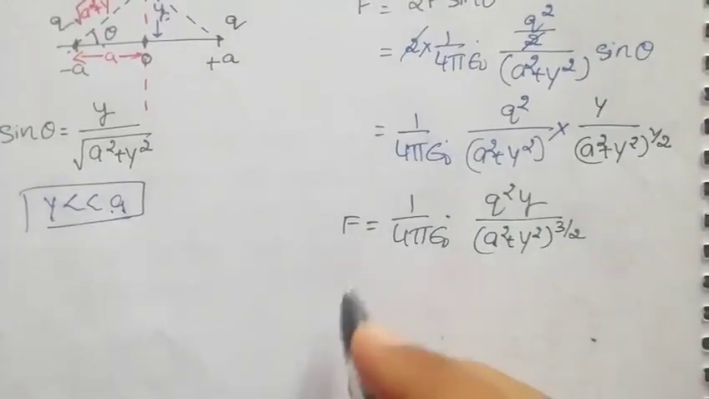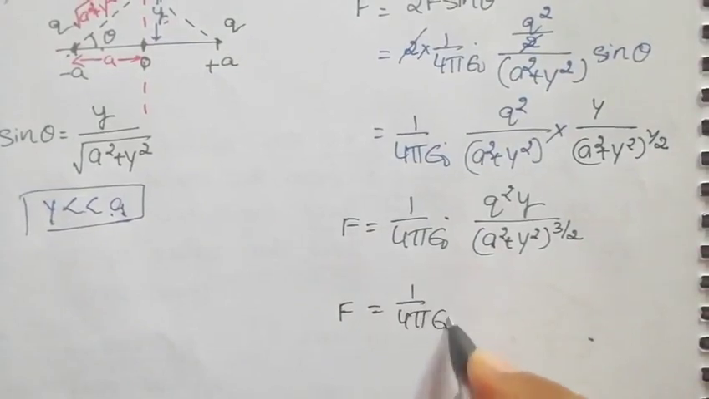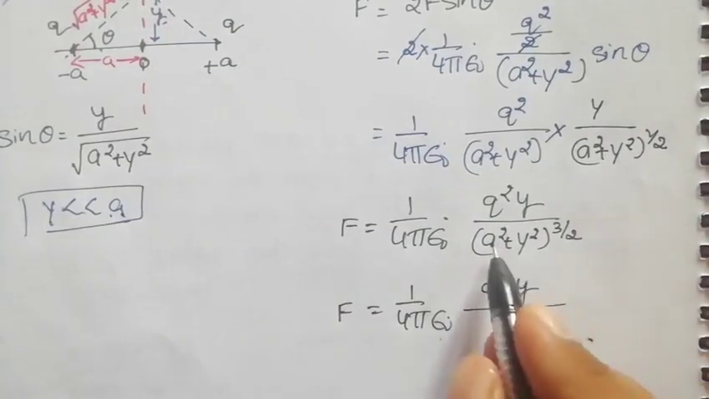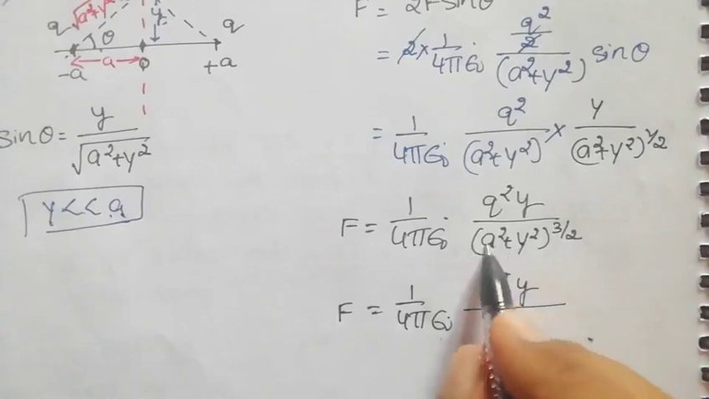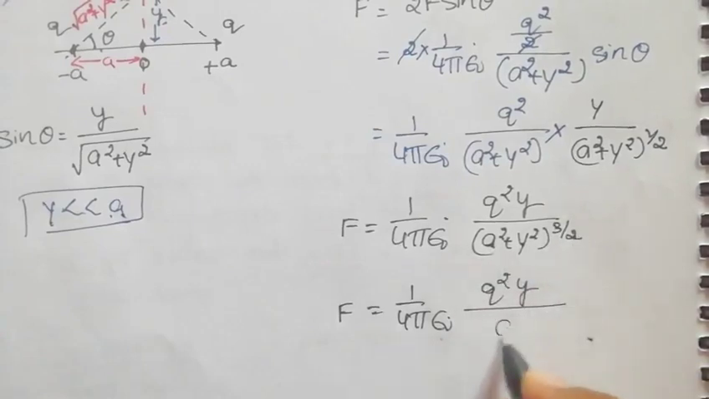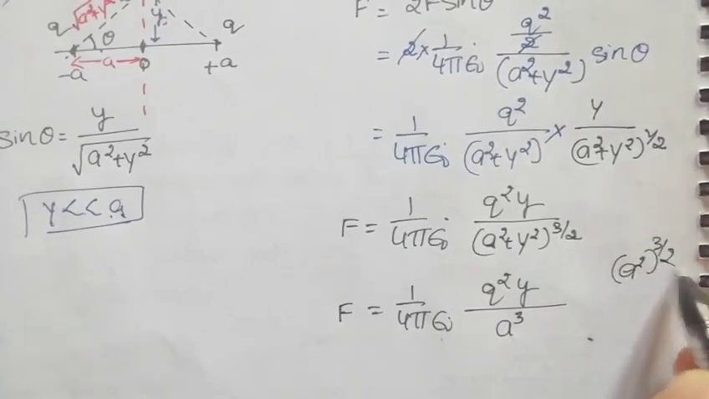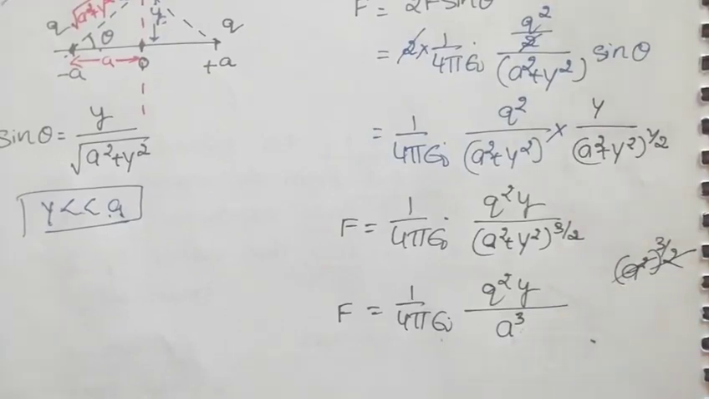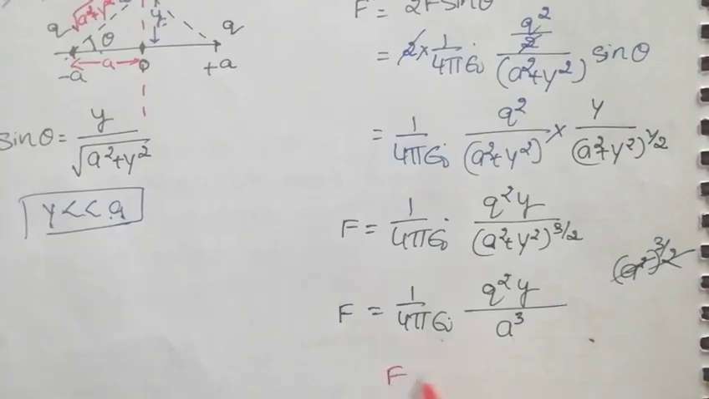You get F equal to 1 by 4 pi epsilon naught, Q square y divided by, this y becomes negligible, so it will become A square whole power 3 by 2, which becomes A power 3. Because A square whole power 3 by 2, the 2 and 2 cancel. It will become A cube. So all remaining quantities are constant. We can write F is proportional to y.